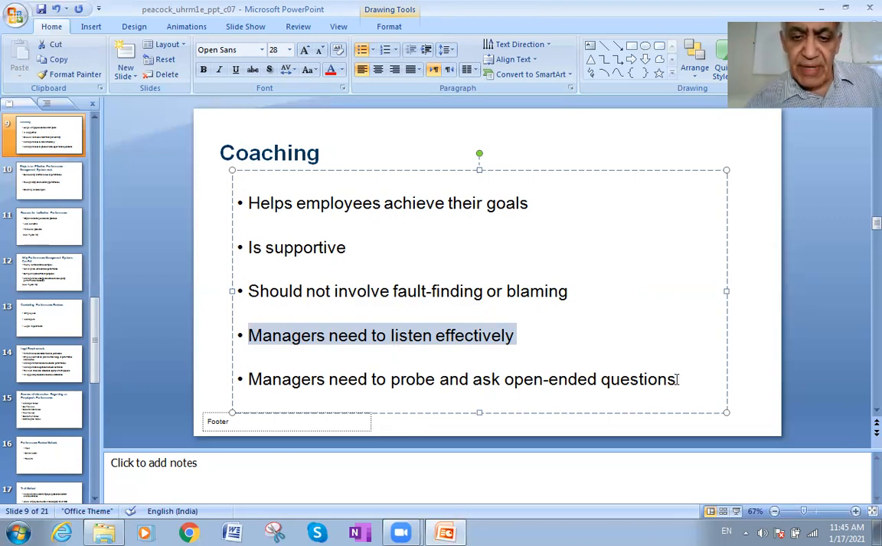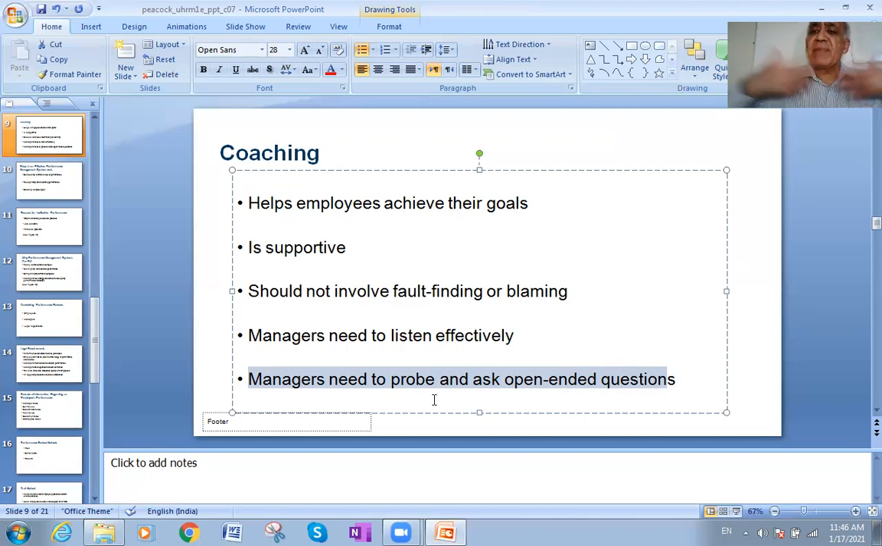Managers need to probe and ask open questions, open-ended questions. For example, I would say, "Hey guys, do you like working in this company? Hey guys, what are the problems which you have here?" It's open-ended, which means they will explain and express everything in detail. It's not a closed question like, "Hey, do you like working here? Tell me yes or no." Then it's just yes or no. This is called a closed question. No, an open question means I will leave the door open for them, wide open.